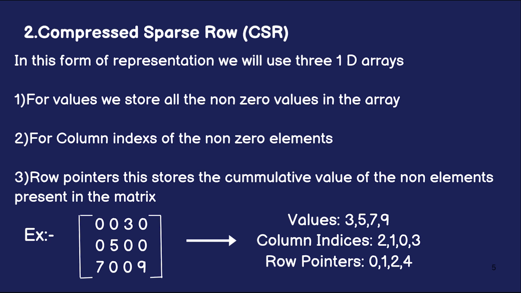In the given example, the non-zero elements are listed in row order in the values array, that is 3, 5, 7 and 9. And the column indices of the values are 2, 1, 0, 3, which are the corresponding column values of the non-zero elements. And the third, the important one, row pointers. Here 0 means the first row starts at index 0 in the values array, 1 means the second row starts at index 1, and 2 means the third row starts at index 2. 4 is the end marker indicating that the third row ends at index 4 in the values array. In simple terms, we are storing the cumulative counts of the elements in the row pointer array.